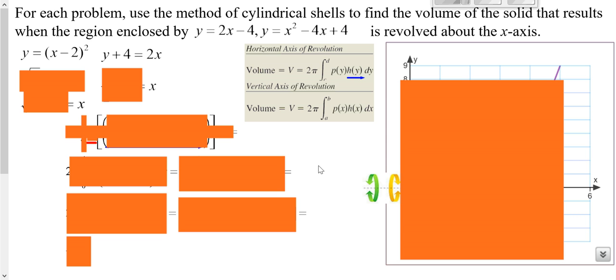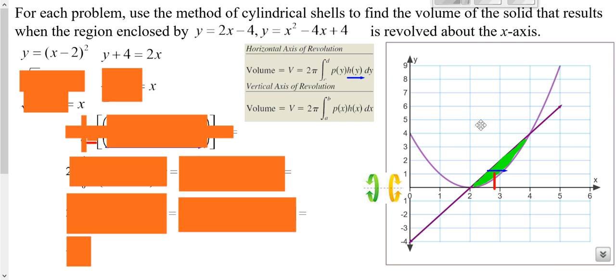Continue to look at shells and go a little bit more in depth. So we're starting out here with a diagonal line, slope of 2, y-intercept of -4, and then we're dealing with a parabola, which we are then revolving about the x-axis. So if we graph that, we have our parabola, we have our diagonal line, and then we have our axis of revolution down here being the x-axis.